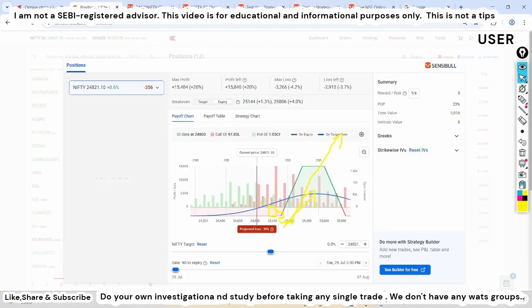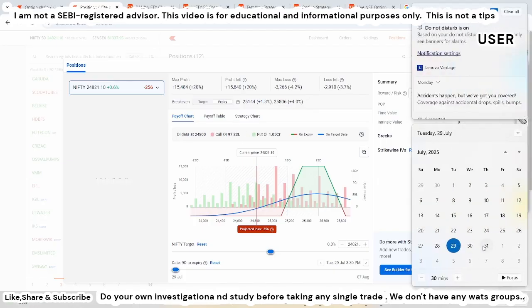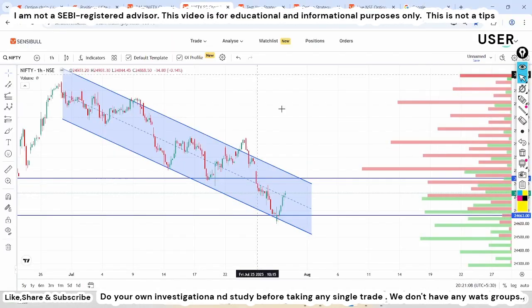You can see this position is for next August expiry, not the immediate expiry. I took this position for the 7th of August because we need to give some time to the market. Maybe or maybe not, Nifty will reach 25,000. My range break-even point is 25,000, so my target is also 25,000.